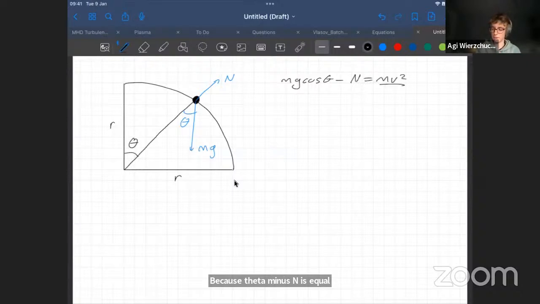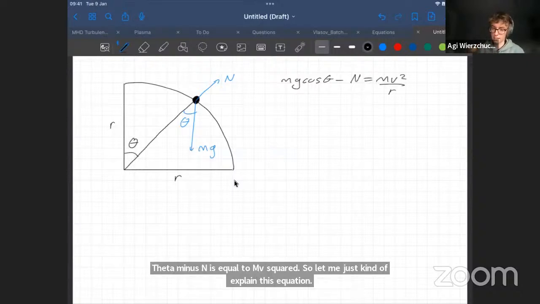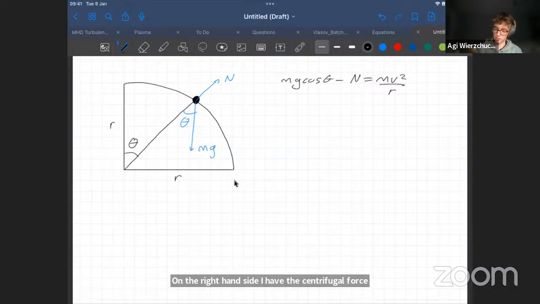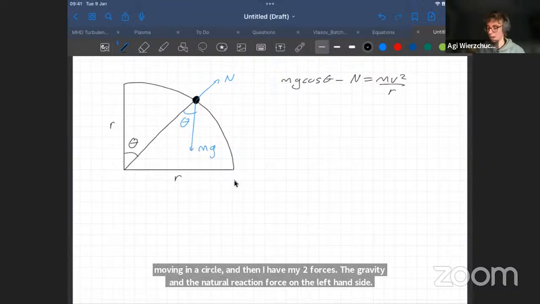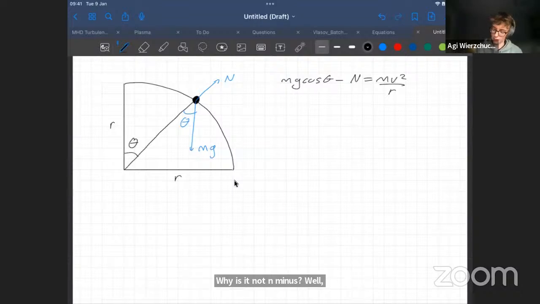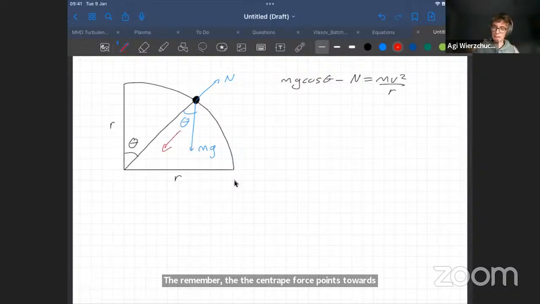Let me explain this equation. On the right-hand side, I have the centripetal force, which is the force an object experiences when moving in a circle. And then I have my two forces, gravity and the normal reaction force, on the left-hand side. Why is it not N minus mg cos theta? Remember the centripetal force points towards the center, which means the component of mg that I'm resolving is also along it. So that's the positive direction, and the normal reaction force is in the opposite direction. That's why it's a minus.